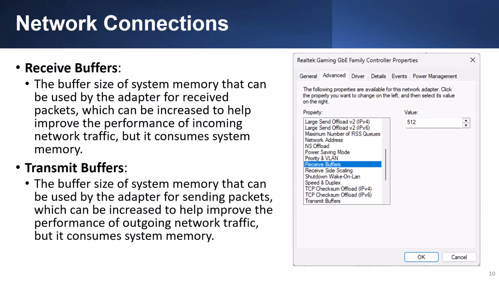The receive buffer size, or system memory, is used by the adapter for receiving packets, which can be increased to help improve the performance of incoming network traffic, but it consumes system memory. The transmit buffer size of system memory is used by the adapter for sending packets, which can be increased to help improve the performance of outgoing network traffic, but it consumes system memory.